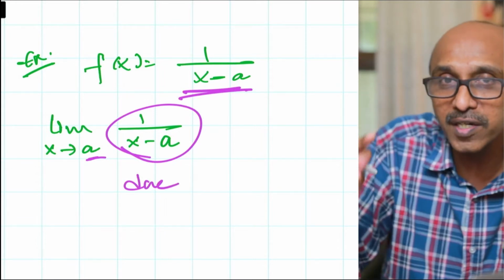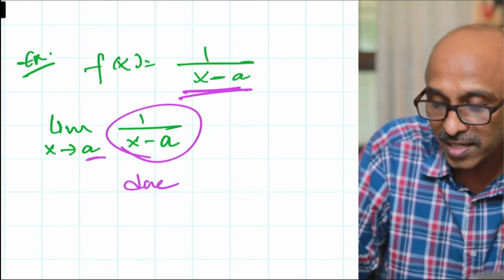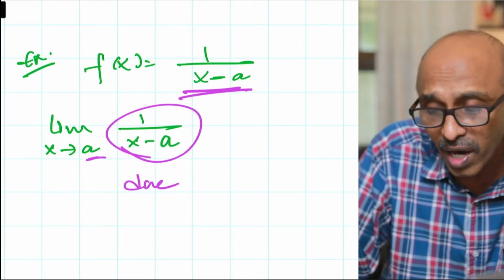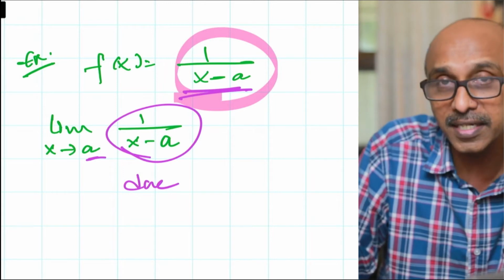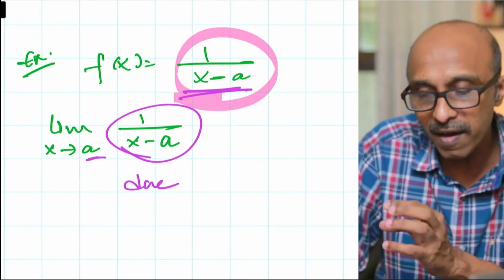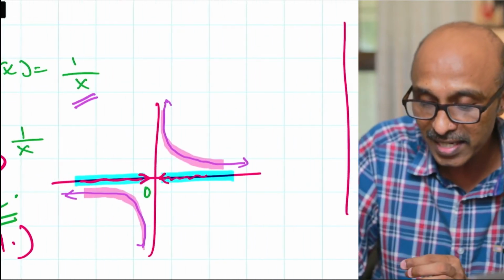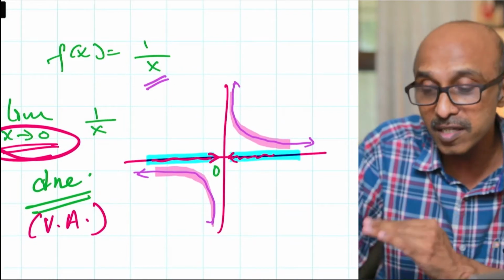Don't even write equal to infinity, okay? So technically it's not correct. So we just say that the limit does not exist. Whenever you have a function where the denominator becomes 0, the limit as x approaches that value where the denominator becomes 0 will have the same asymptotic, the vertical asymptotic behavior.